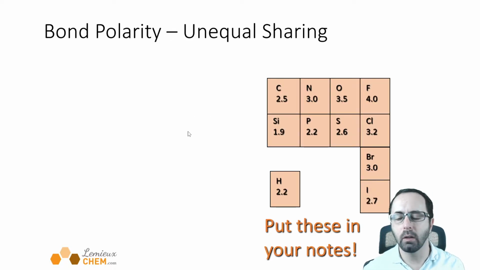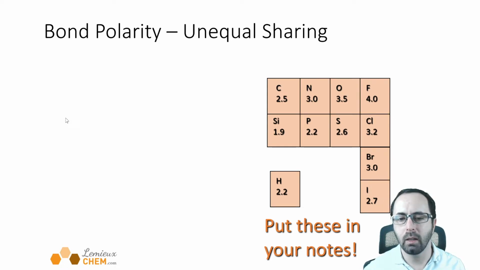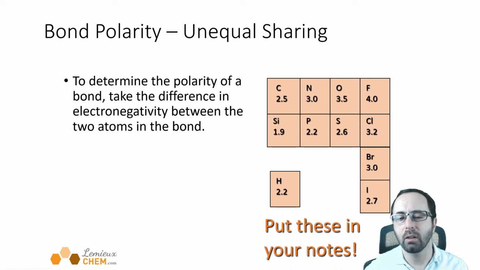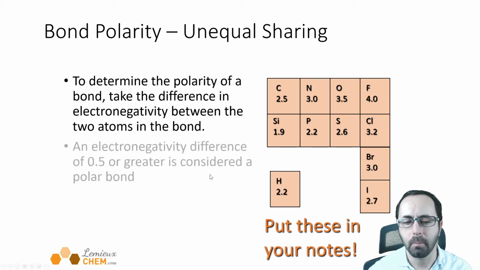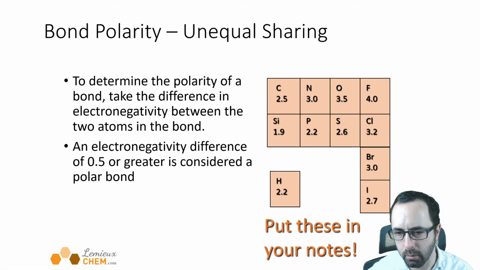So just a reminder, bond polarity means unequal sharing of electrons within a bond. The way you determine if a bond is polar or not is you take the difference in electronegativity between the two atoms in a particular bond. And if the electronegativity difference is 0.5 or greater, we consider that bond to be polar.